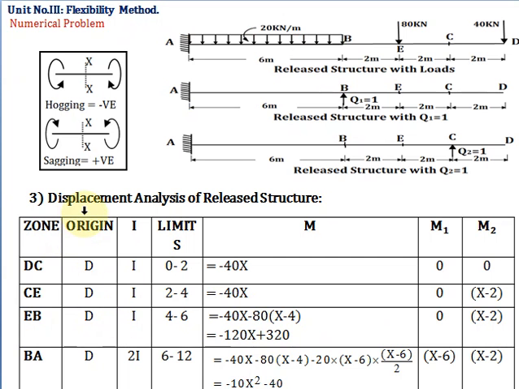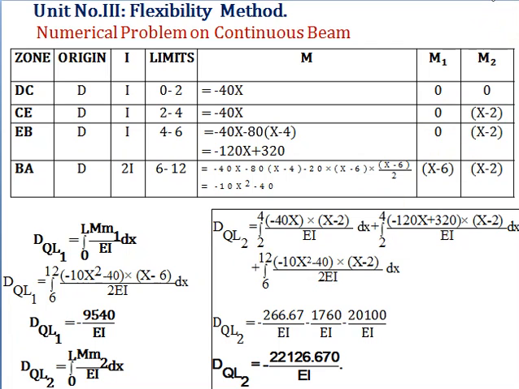Then we have done the displacement analysis of the released structure. So this is the table. M stands for bending moment in the released structure with the load, M1 stands for bending moment with Q1 equal to 1, and M2 stands for bending moment with Q2 equal to 1. So this is the table for the displacement analysis of the released structure. Now the next step is to find the DQ matrix. DQ is the action corresponding to displacement in the released structure.